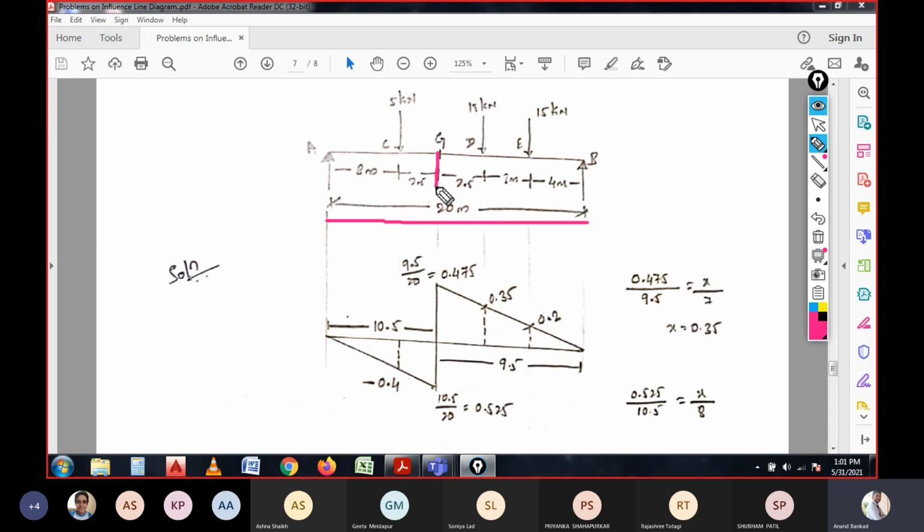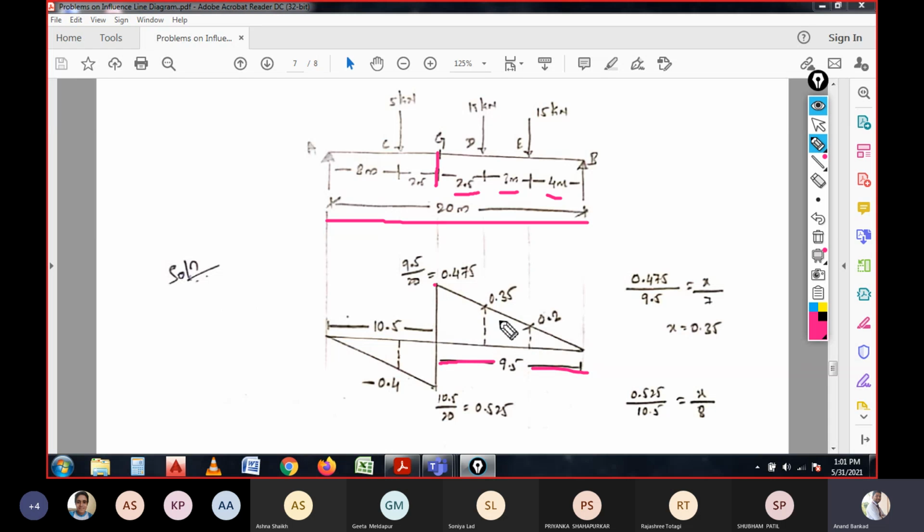For this section G, what is the total length that remains on the right side? The right side value is taken as positive and the left side value is taken as negative. It is the same convention followed in the influence line diagram. So in this 20 meters, 2.5 plus 3 is 5.5, plus 4 is 9.5. So the total length is 9.5.